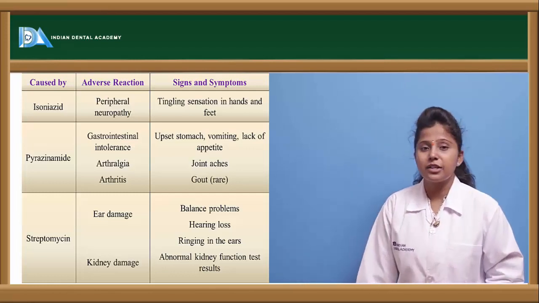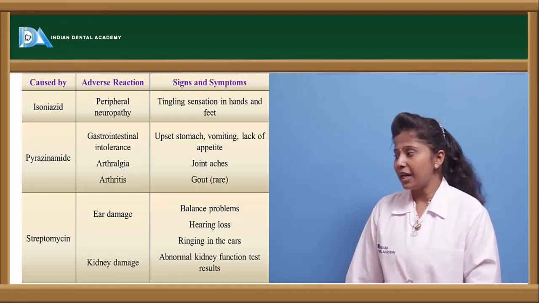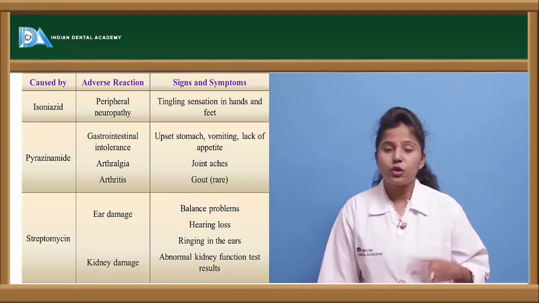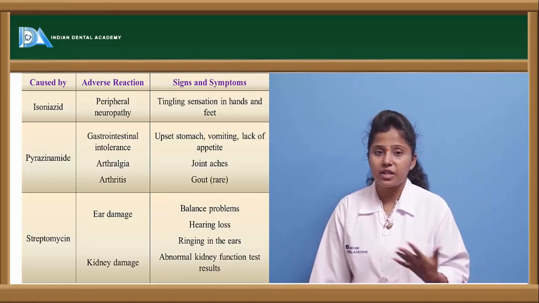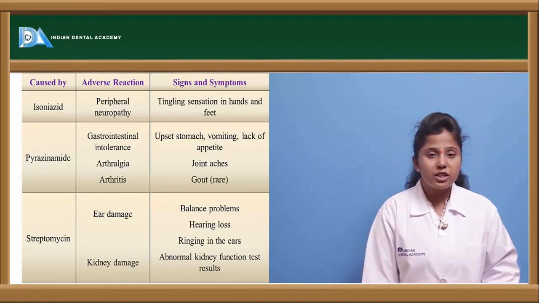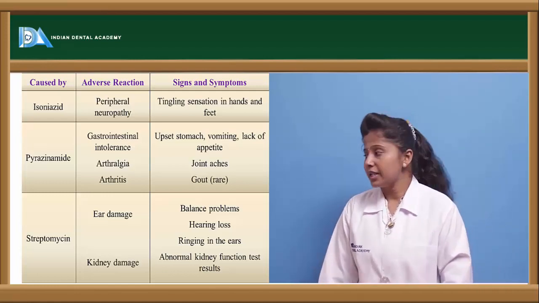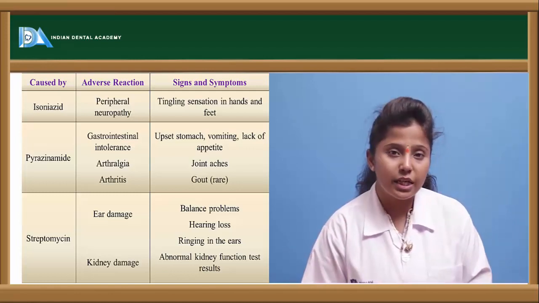And the other drug is streptomycin. Streptomycin may cause adverse drug reactions with ear damage as well as kidney damage. If the ear is damaged, then the person can't hear properly. The hearing sensation of the person will be lost. And if there is any kidney damage, then the proper filtration procedure will be affected, and in rare cases there will be the formation of stones in the kidney also.